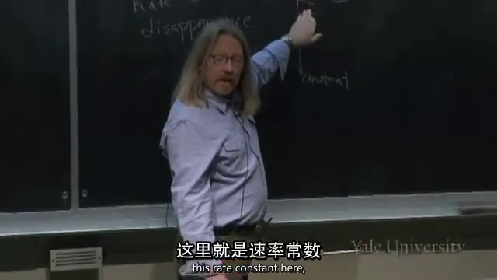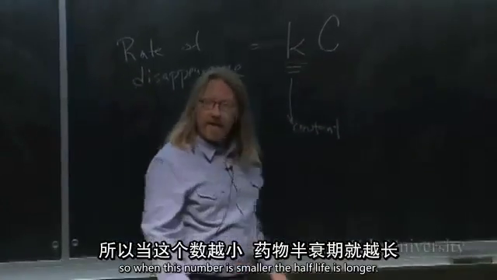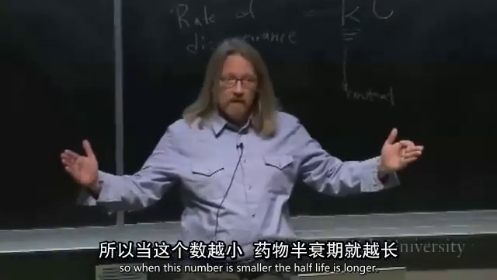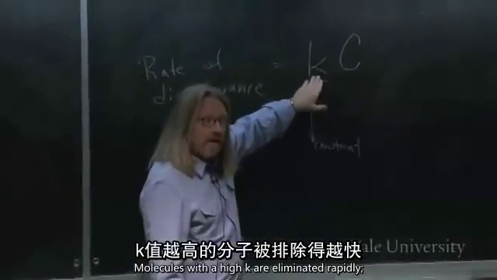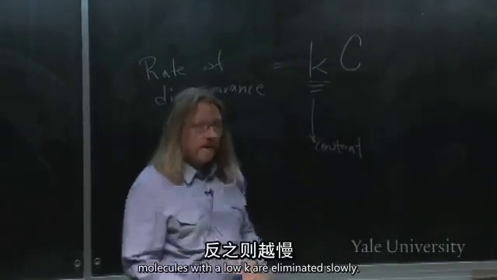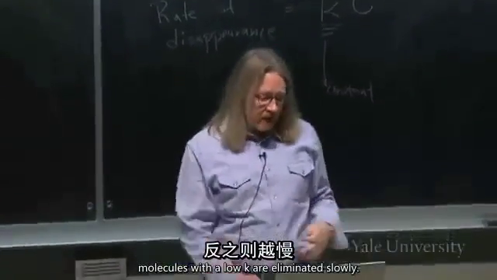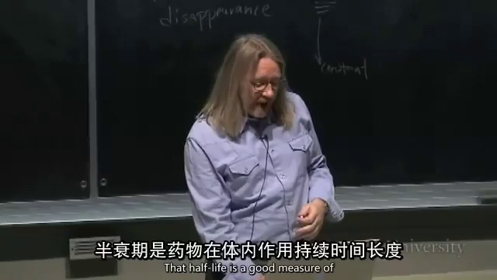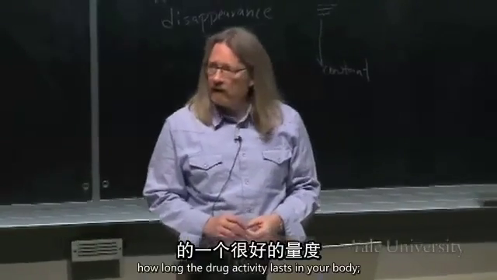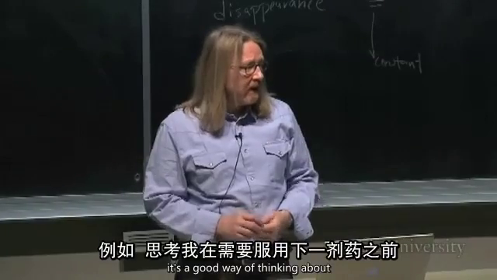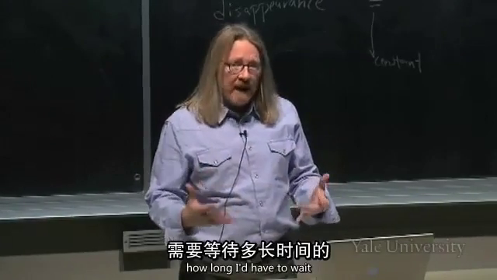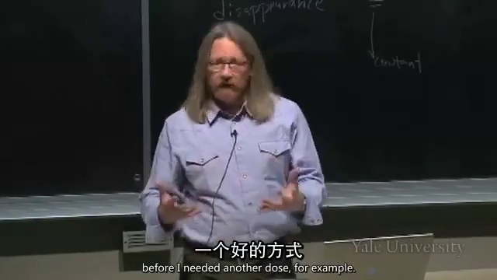So when this number is smaller, the half-life is longer, right? So molecules with a high k are eliminated rapidly. Molecules with a low k are eliminated slowly. And that half-life is a good measure of how long the drug activity lasts in your body. It's a good way of thinking about how long I'd have to wait before I needed another dose, for example.